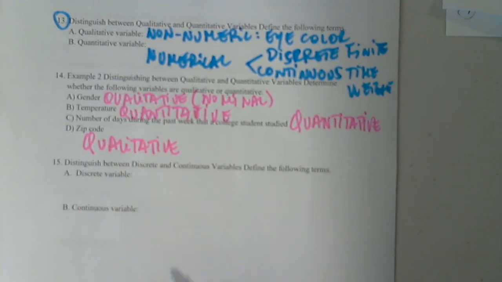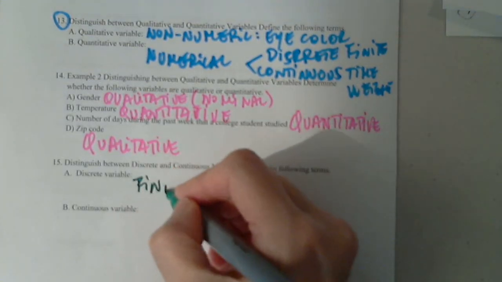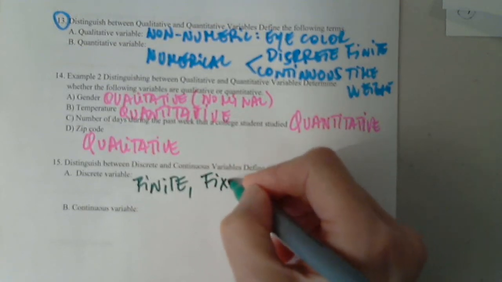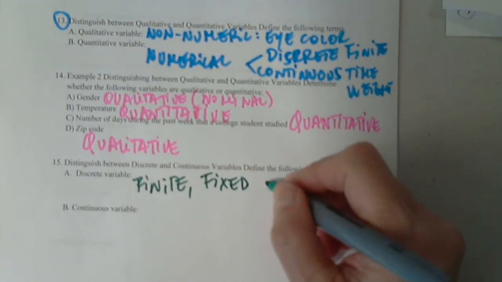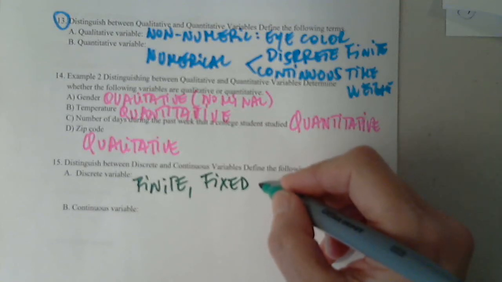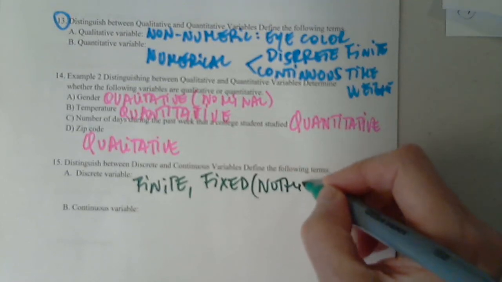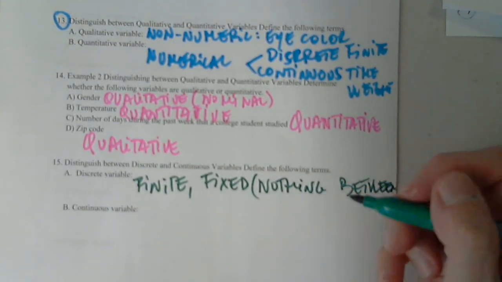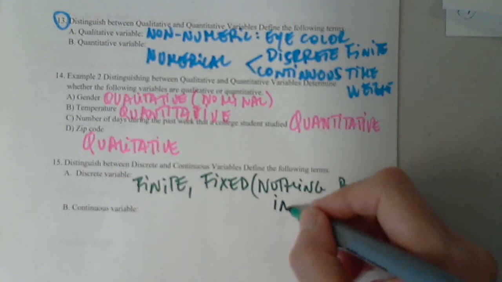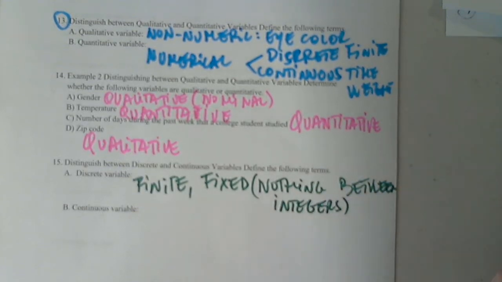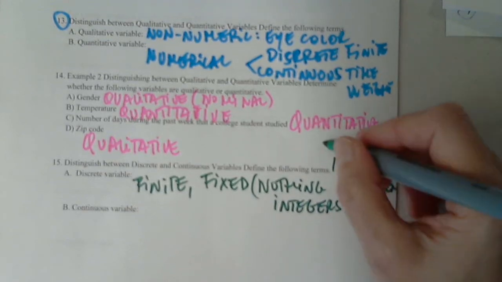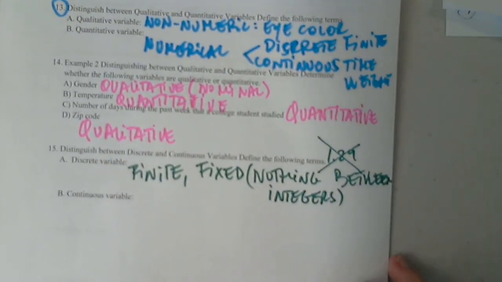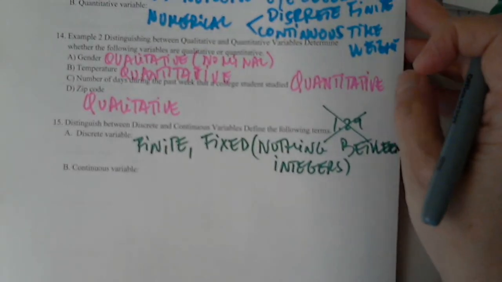Distinguish between discrete and continuous. Discrete, we already wrote what the discrete is. Finite. If you want fixed, a number that is nothing between integers. So like 1.29 is not this. It's not discrete. I can't have 1.29 pencils.